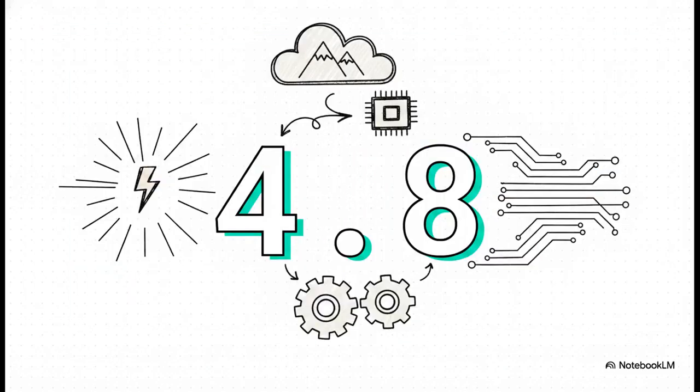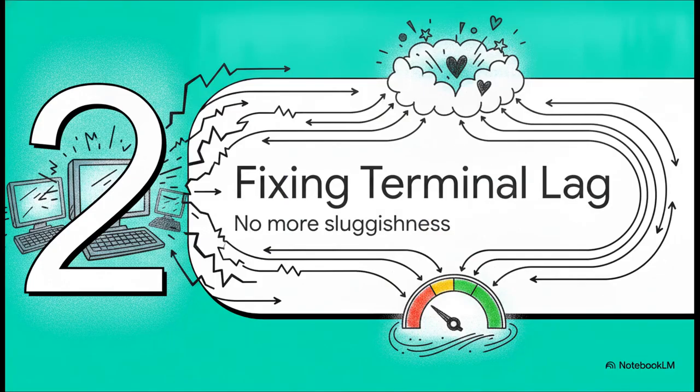And I've got a really great bonus number for you here, 4.8. If you're running Bedrock, Vertex, or the Claude platform on AWS, your environments now default to the incredibly powerful Claude Opus 4.8 model. So you get way more power with absolutely zero extra configuration. Win-win. Moving on to Section 2, Fixing Terminal Lag Forever.